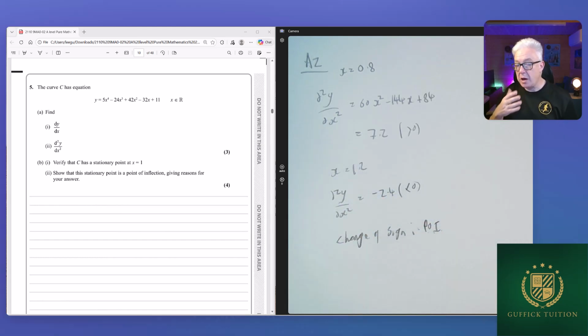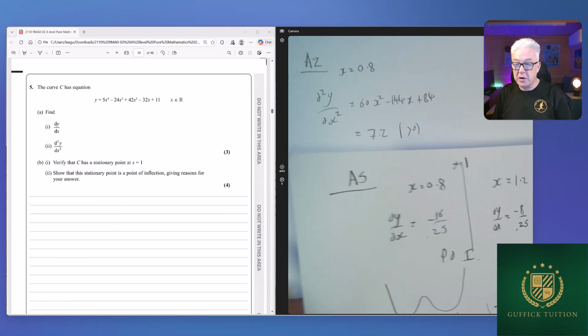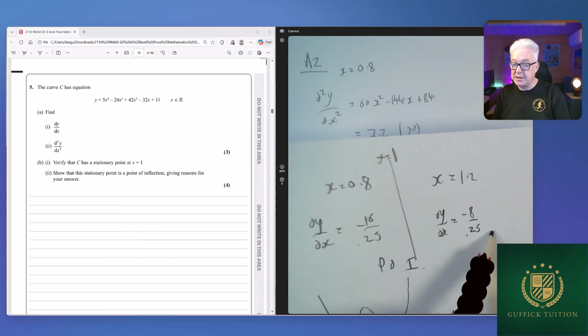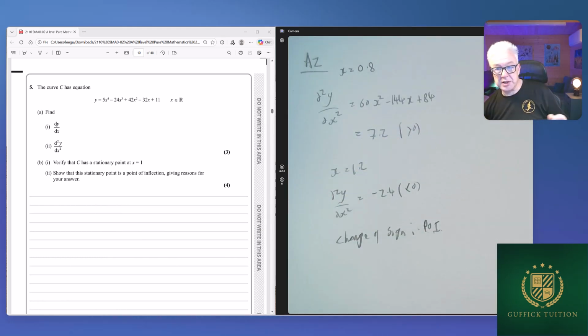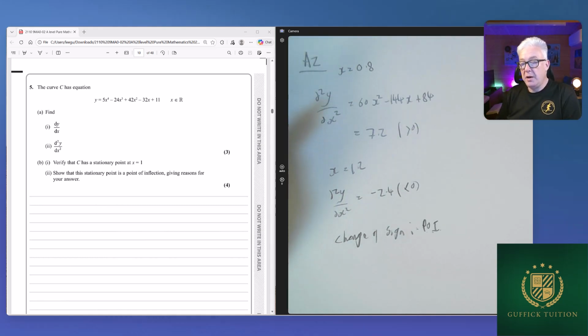Notice the distinction between the AS and the A2 approach. The AS approach was simply to find the gradient just a little bit before and a little bit after. When we did that, the sign was negative, 0, negative, which meant that we had a point of inflection. But with A2, we took the second derivative, and the definition of a point of inflection in A2 is when there's a change of sign in the second derivative. That's not often tested, but it's quite useful to know.